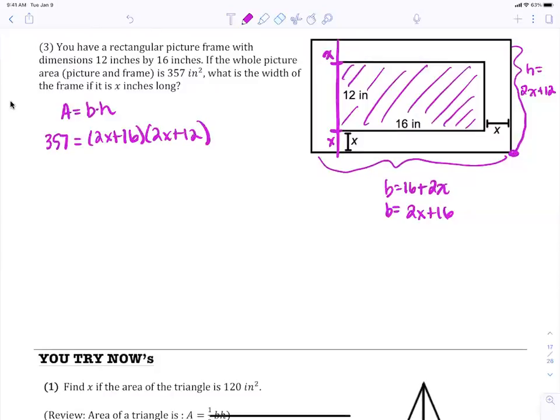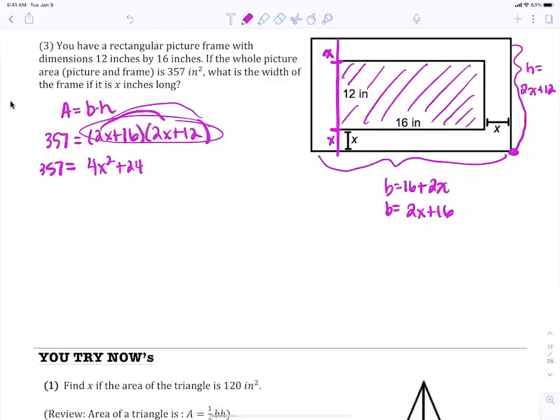So we're going to start off by multiplying this piece out right here. So 357, it's going to become 2x times 2x. 2x times 2x is going to end up becoming 4x squared. 2x times 12 is going to end up being 24x. 16 times 2x is going to end up being 32x. And last but not least, 16 times 12 is going to end up being 192.